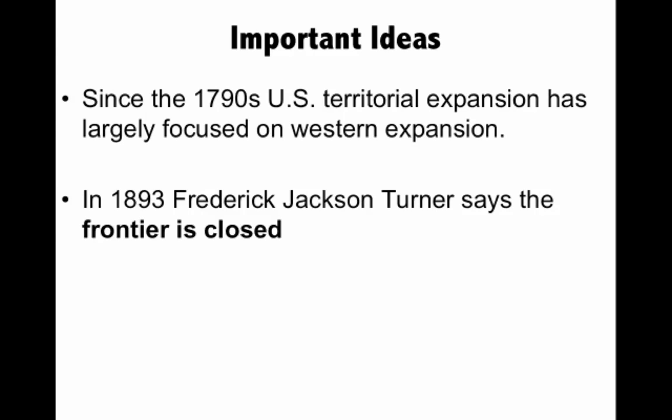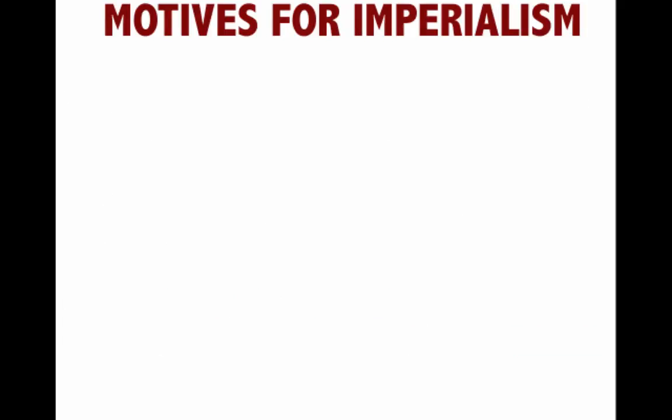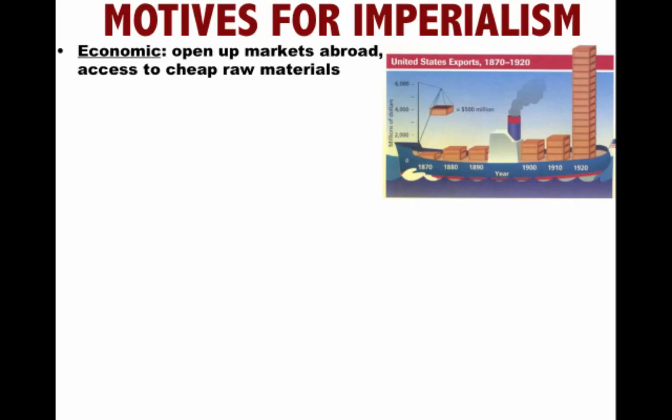In 1893, of course, Frederick Jackson Turner says the frontier has closed, the end of the Indian Wars with Wounded Knee in 1890. The 1890s marks a transition in U.S. history. The U.S. becomes a global power. And a couple of things to keep in mind. There's a whole bunch of motives for imperialism.